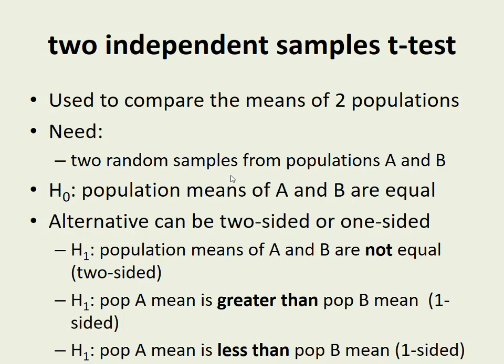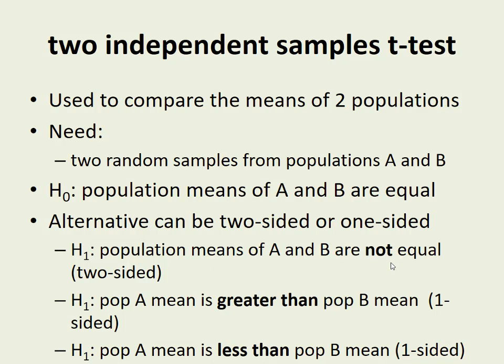So what you need is two random samples, a sample from group A and group B. Then the null hypothesis is always just that the mean in group A is the same as the mean in group B. And the alternative, as with the one sample t-test, can be two-sided or one-sided. So either you're doing a two-sided one, just testing whether population means of A and B are equal, so the alternative would be they're not equal, so you're looking for a difference, or you could be looking for a difference one way or the other.